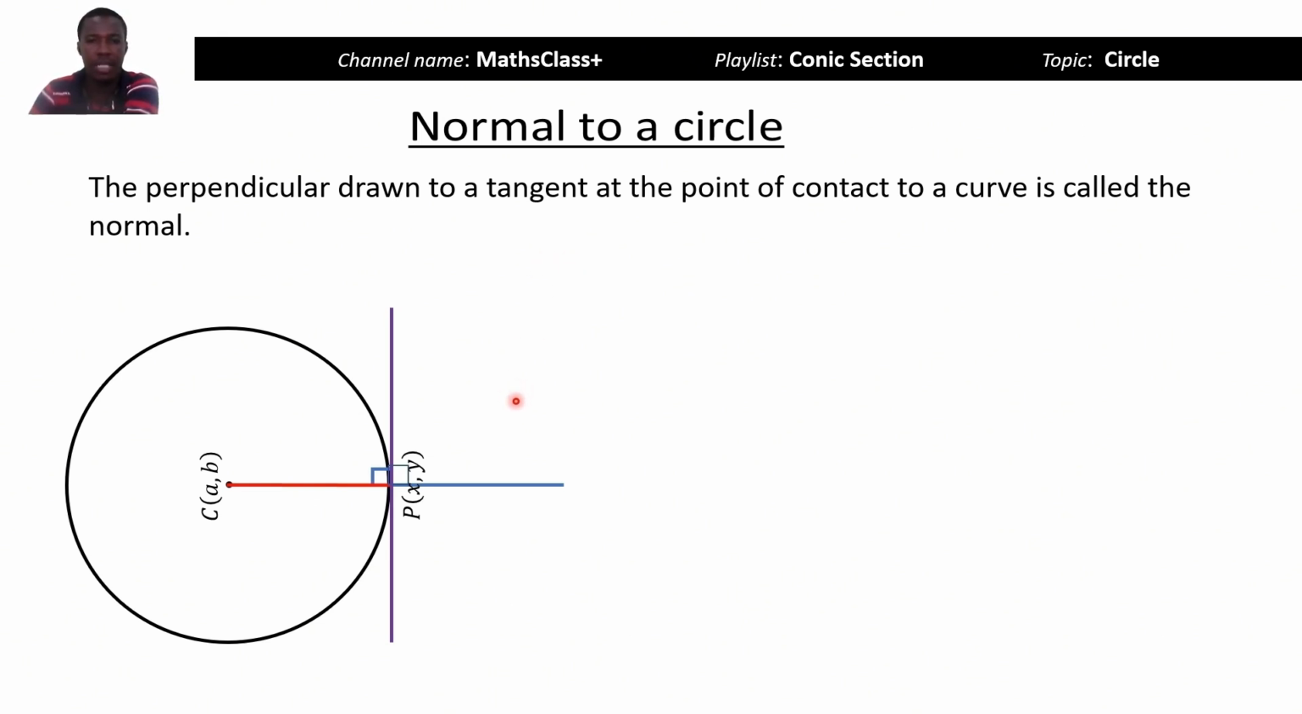As you can see from the diagram, the normal is the blue line here, and it is perpendicular to the tangent which is touching the circle. And when you look at the normal, it is in line with the radius which also touches the point of contact. And so if we have a radius which touches the point of contact, it will have the same gradient as the normal. I hope this is clear.